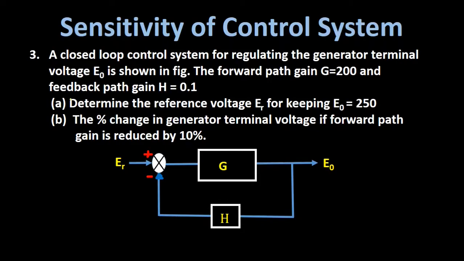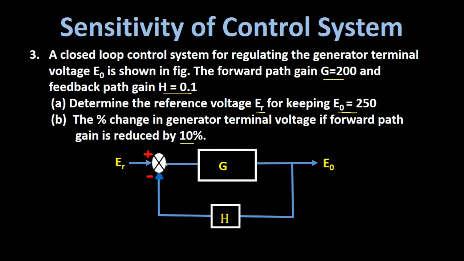So the question on sensitivity is: a closed loop control system for regulating the generator terminal voltage E0 is shown in figure. The forward path gain G is equal to 200 and feedback path gain H is equal to 0.1. First part is determine the reference voltage ER for keeping the output voltage E0 equal to 250. B part is find the percentage change in generator terminal voltage if the forward path gain is reduced by 10%. So a closed loop control system is given in the figure. It is a negative feedback control system.